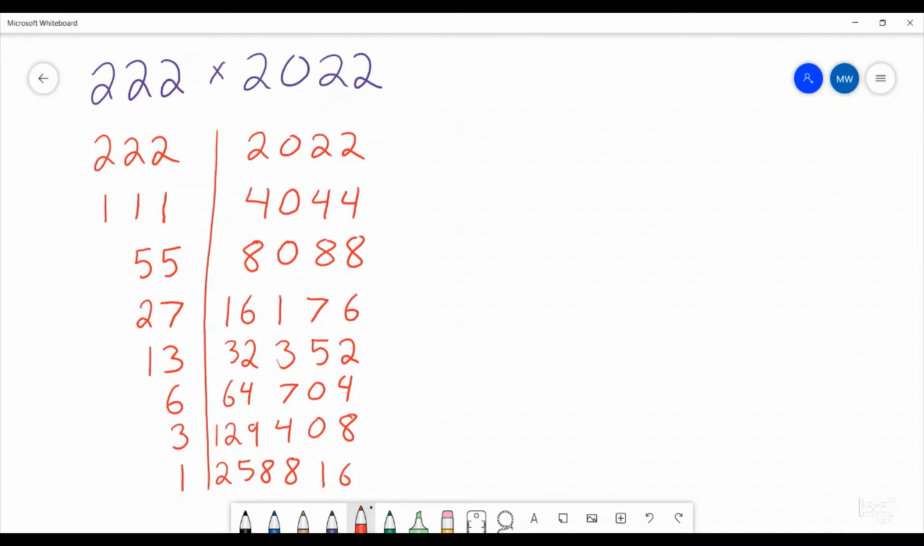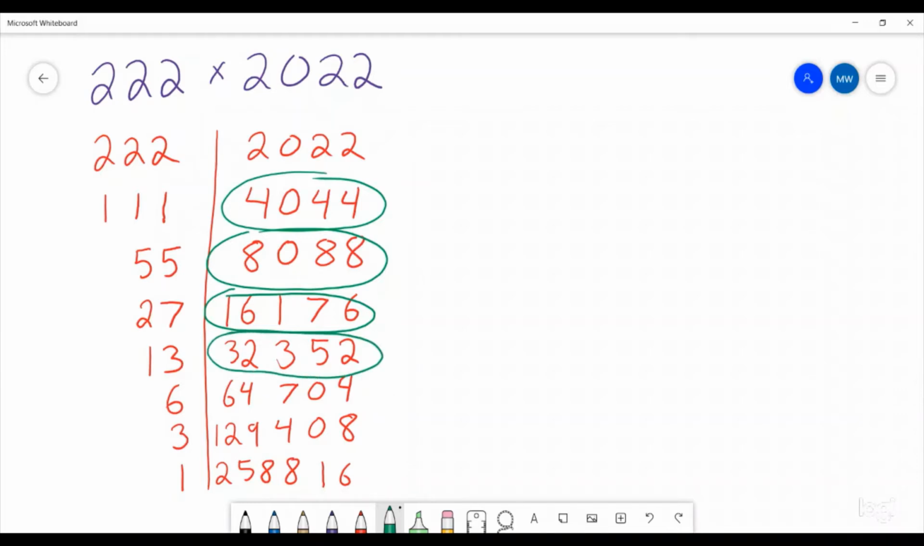So there we go. That is the chain that we would have gone down to do this Russian multiplication. Now, you might be asking, how on earth is this helpful? What are we doing? Well, Russian multiplication says, take every number in the 2022 column that corresponds to an odd number on the other side. So that's the 4,044, 8,088, 16,176, 32,352, and these two numbers down here at the end. So we have all of those different numbers together. And so now the question is, what do we do with these numbers?